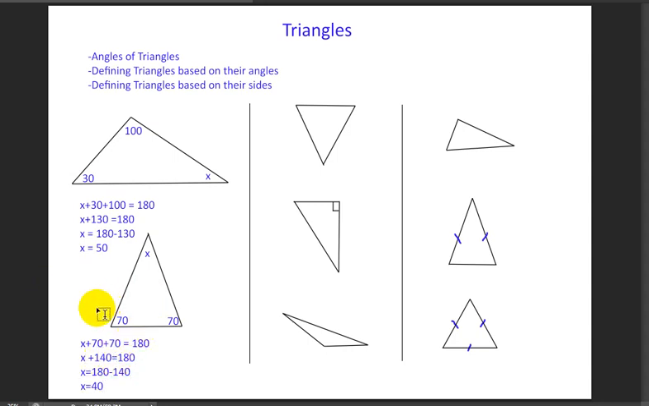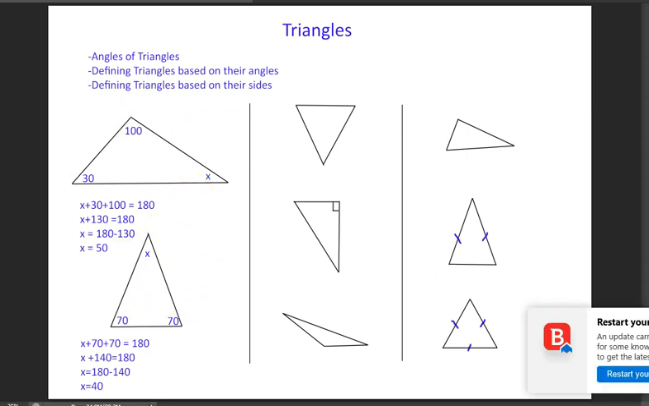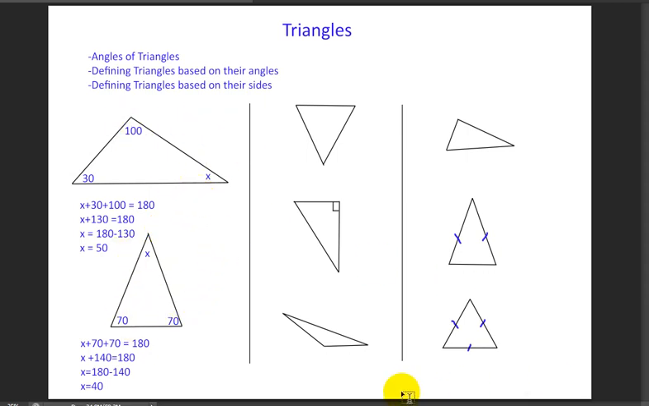And I haven't actually measured these angles, so it might not be exactly like that. But you can make a triangle on your own piece of paper, then measure the angles, and you will see the proof for yourself that, yeah, if I add all of its angles together, I get 180.